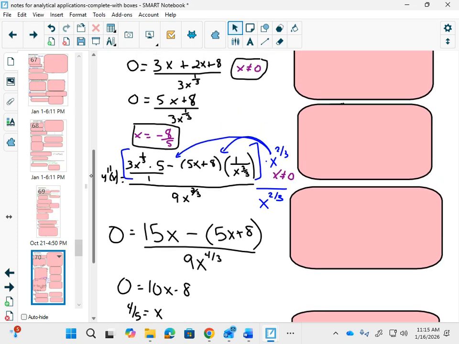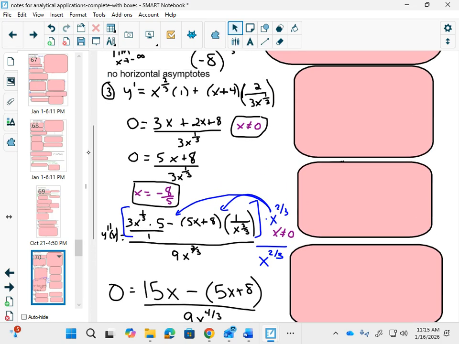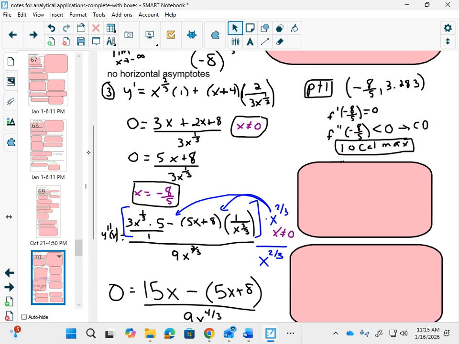So now that you've found all of those things, we can plug things in. Point number 1. At negative 8/5, which we know from our first derivative test that it's a maximum. We also know from our second derivative test, because f double prime at negative 8/5 is concave down, it has to be a local maximum. So both your first derivative test and your second derivative test show you where things are maxes and mins.